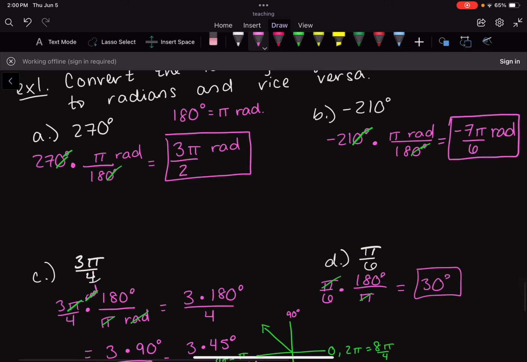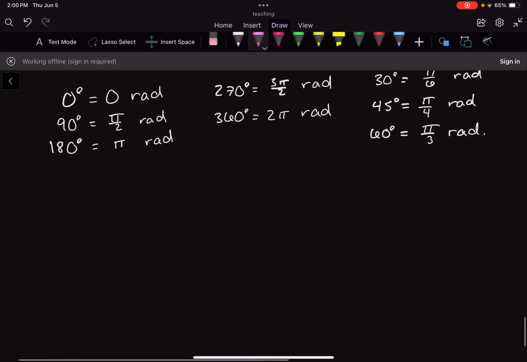If I want to plot something else, I'll do it down here because I don't want to run out of space. I'm just plotting radians. I'm just showing you how I do it personally. Let's try 7 pi over 6.